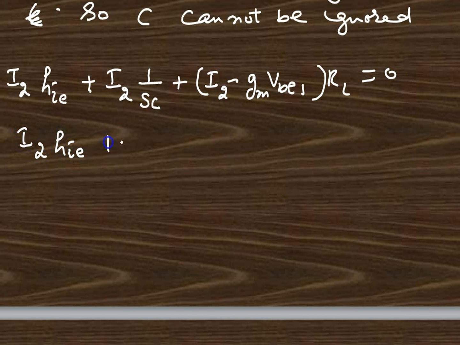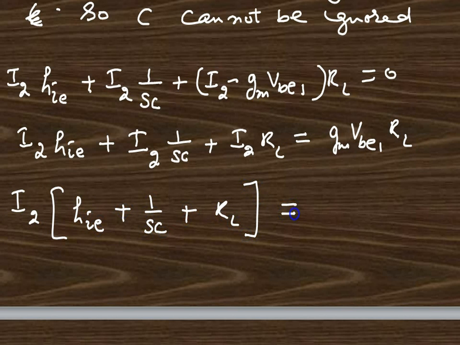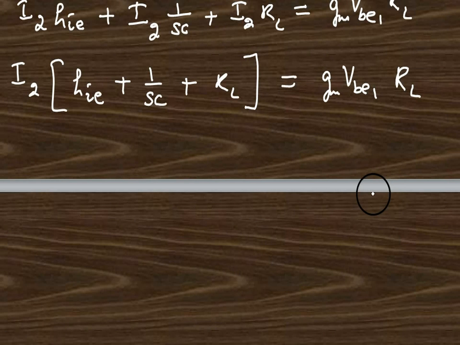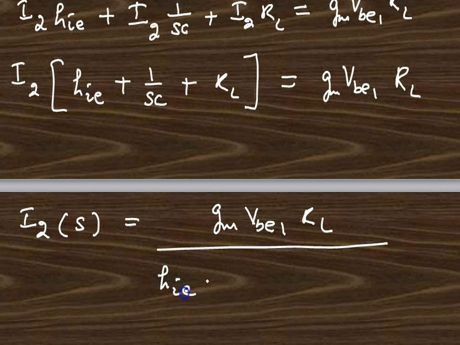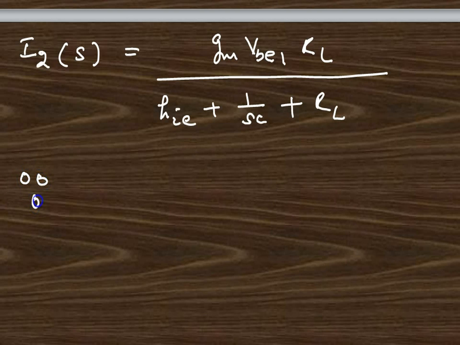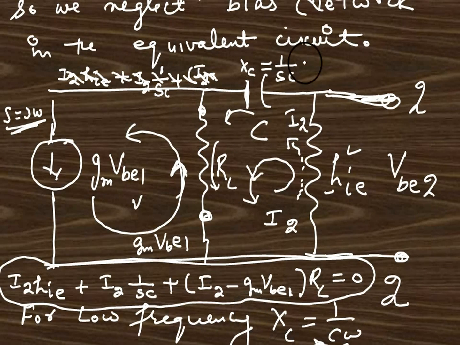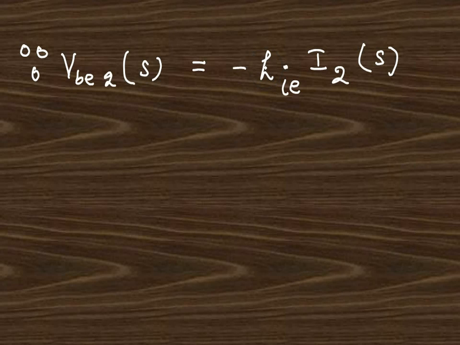Now simplifying. Open the bracket and take the minus term to the right hand side, with I2 taken as common. I2 is a function of S. You know what S is? It is J omega, because I2 changes with omega. I2 is a function of the frequency. So VBE2, by Ohm's law, is the impedance into the current, and according to convention the minus sign is applied.